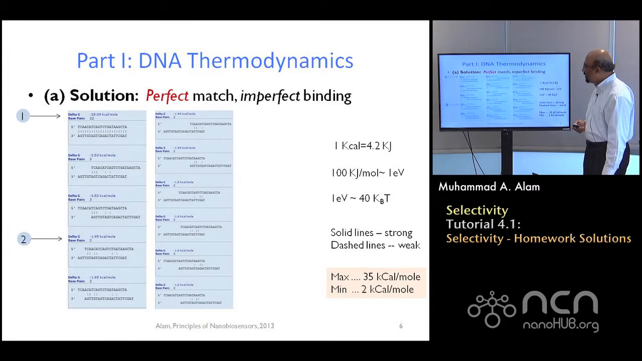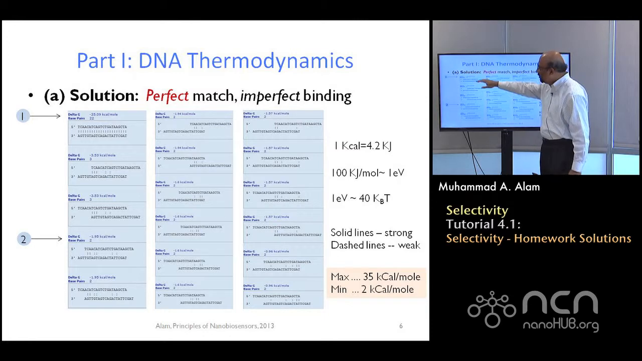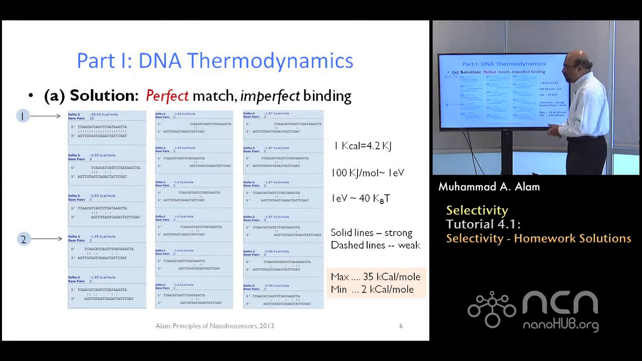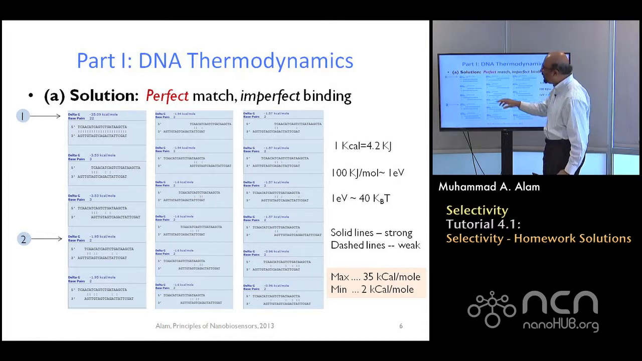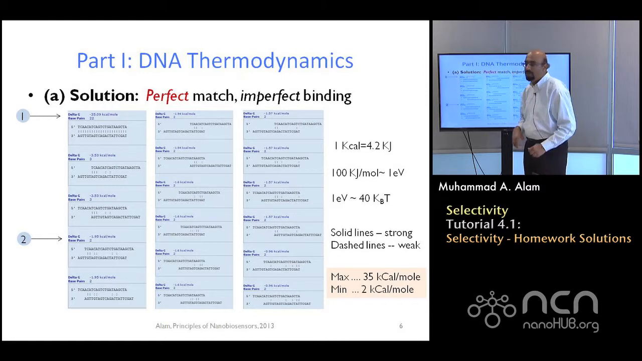You have to look at this a little bit carefully. Once you simulate the structure, you will get a whole set of numbers, and I want to walk you through the results a little bit. Let's first read this first line. It says delta G is 35.09 kilocalorie per mole.